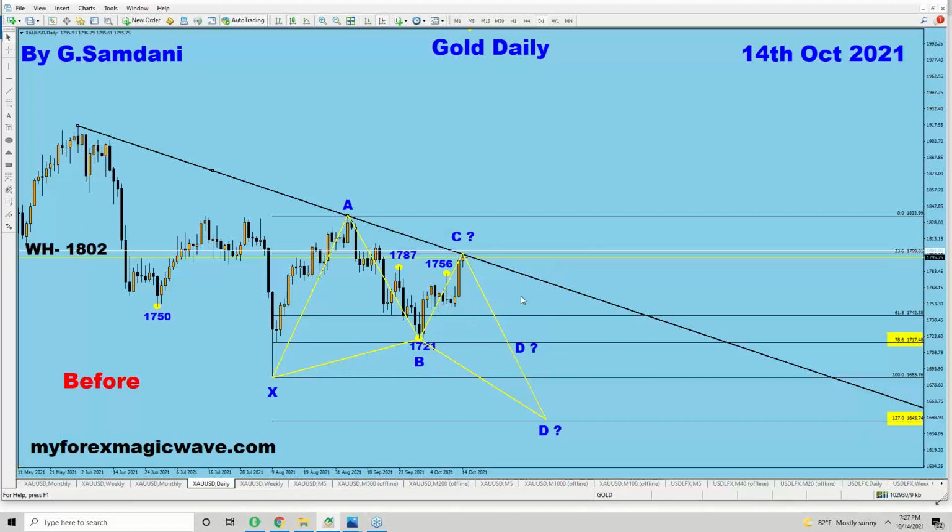So this is it for now. Enjoy, and if you're trading gold, just pay attention to these numbers and trend line, and you will see what I'm talking about. All right, take care, and talk to you guys later.